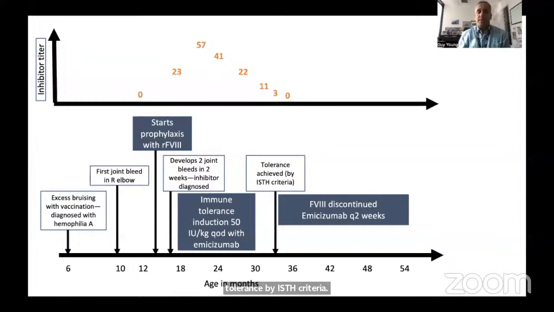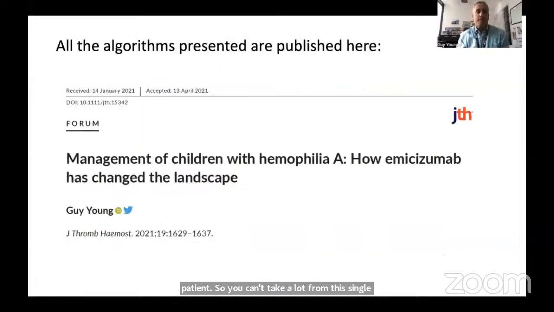He was randomized to emicizumab alone, and he continued that every 2 weeks. His inhibitor titers did go up a little bit, but they've stayed at a low titer level. And that's at least what's happened with this one patient. So you can't take a lot from this single patient as to what to do after successful immune tolerance. I still think we have a lot of question marks about that.